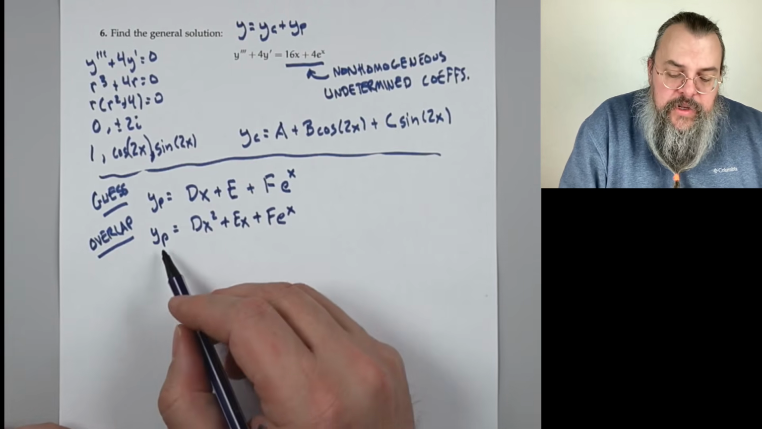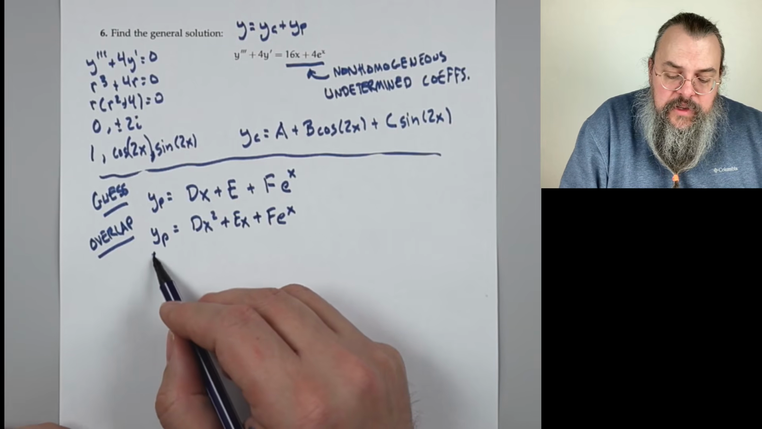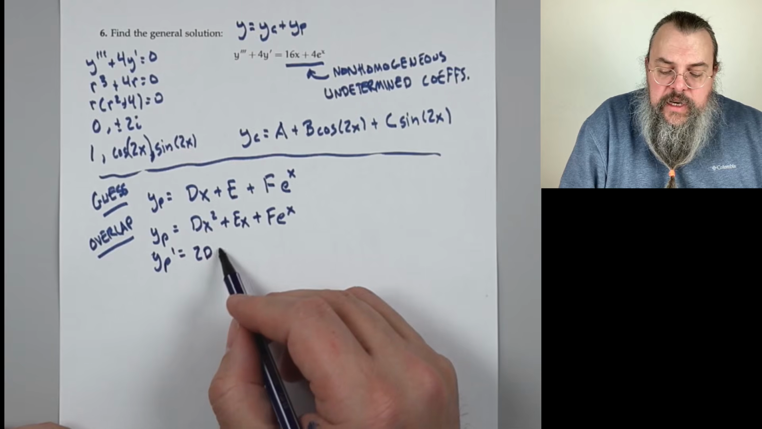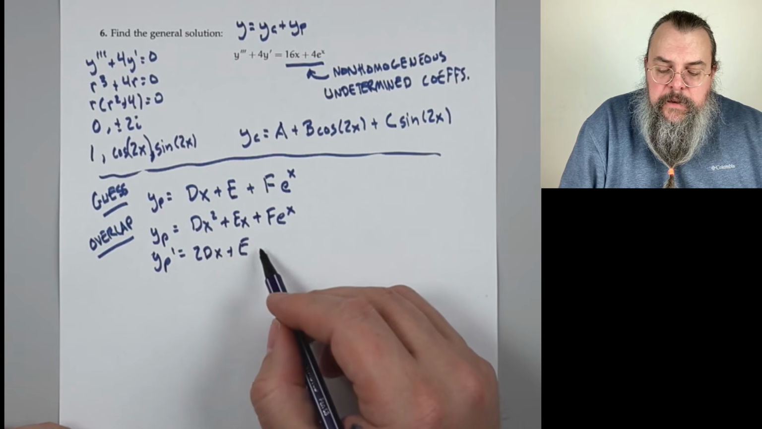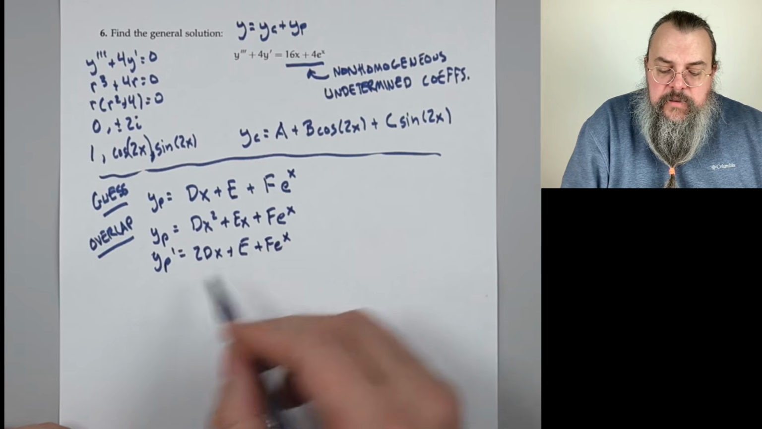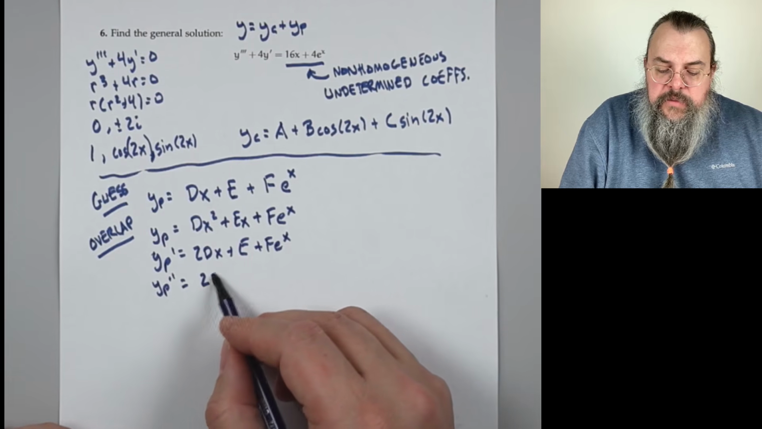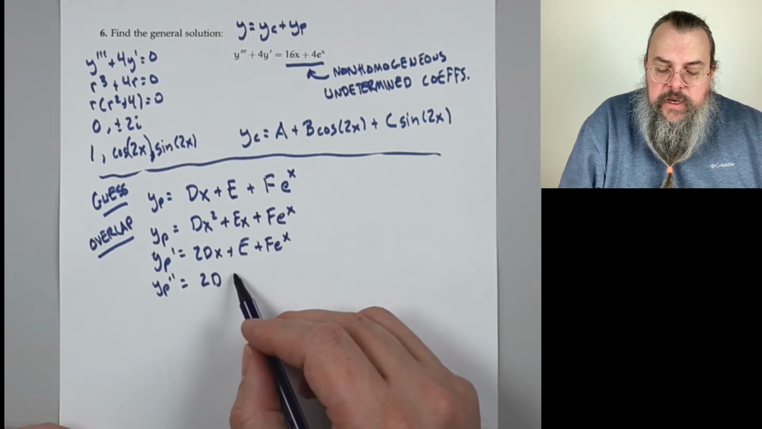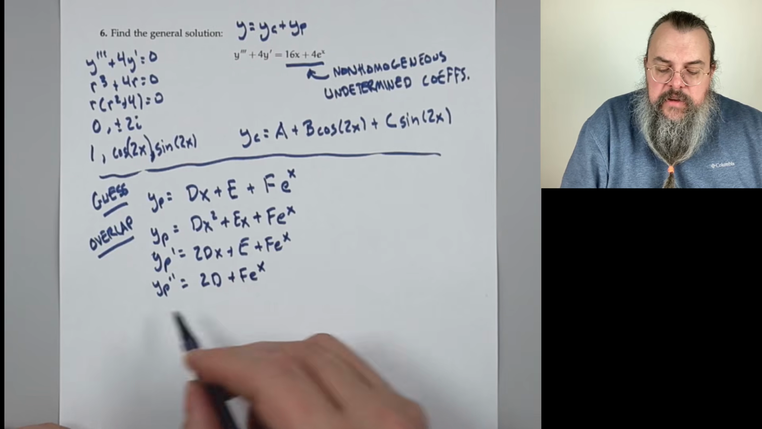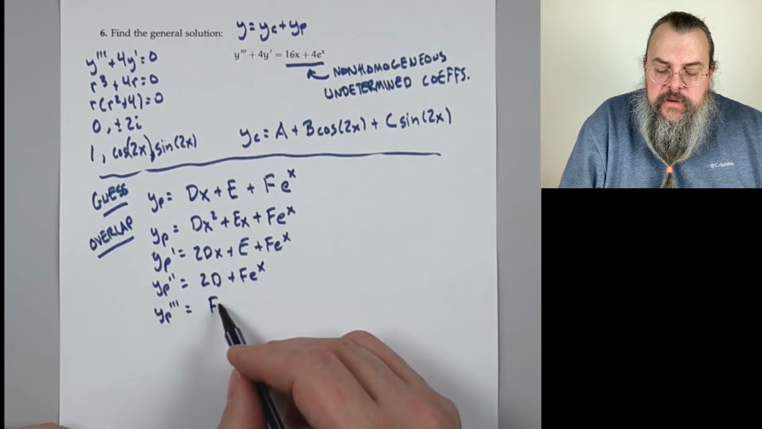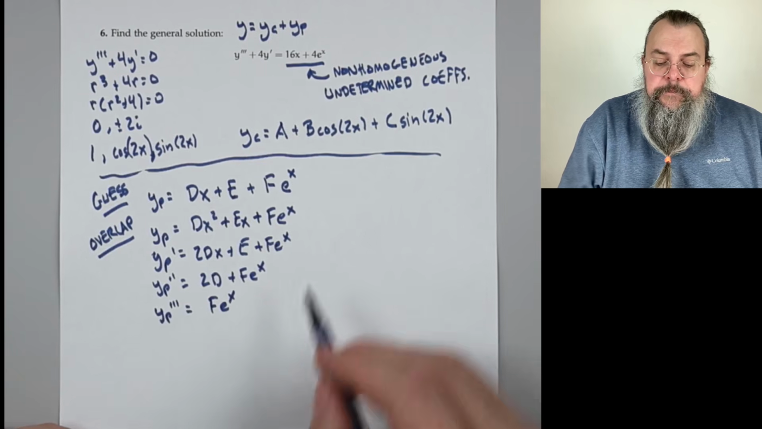But the good news is these are easy things to take derivatives of. So the first derivative is 2dx plus e plus f e to the x. The second derivative will become 2d, the constant goes away, plus f e to the x. And the third derivative will be f e to the x, because the constant goes away.